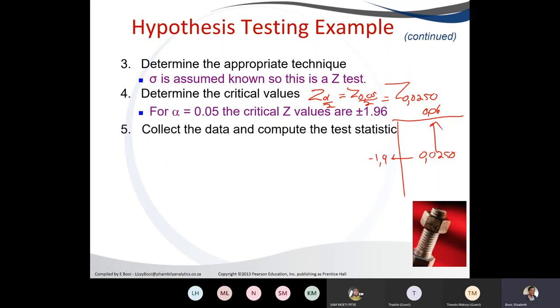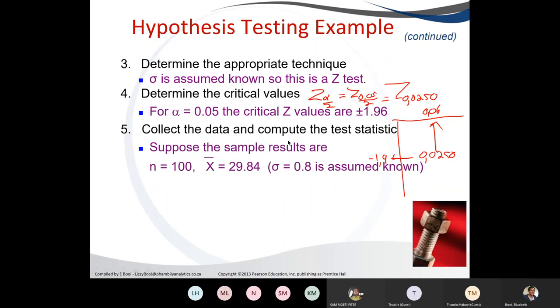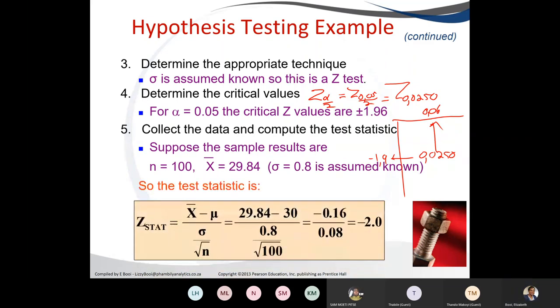Step number five, calculate the test statistic. I know I'm given n, I'm given the standard deviation, I'm told what the population standard deviation is. Substitute into the formula. My sample mean is 29.84 minus 30. 30 is always in the hypothesis testing, in your null hypothesis, that's the way they have given it. Remember, the mean bolt is 30. That's our population mean. Divide by the standard error of 0.8 divided by the square root of 100, which gives us minus 2.0. And that's my test statistic.